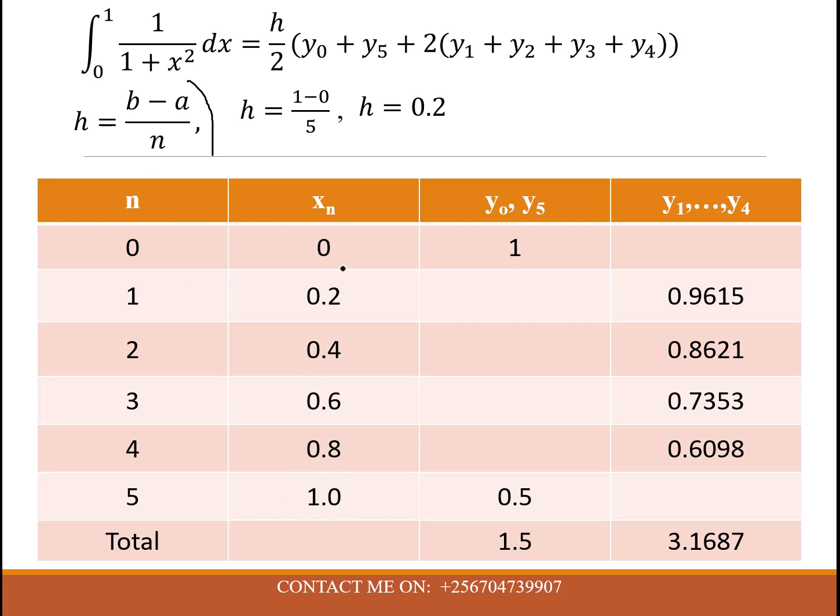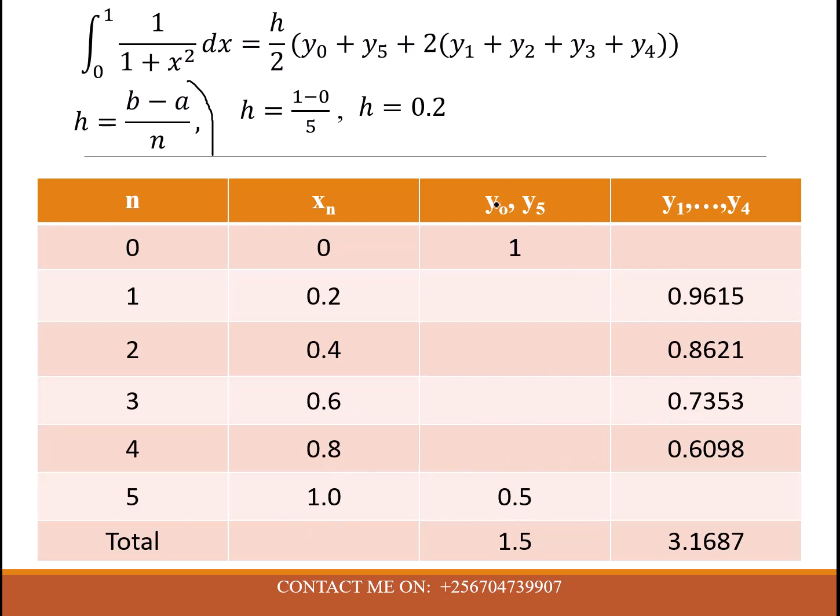So you realize that after getting your X values, you can use these X values to get the Y values because you have the function. You substitute this X value in this function to get this Y value. When you substitute 0, you'll get 1. When you substitute 0.2, you'll get 0.9615. You substitute 0.4, you'll get that. You substitute 0.6, you'll get that. 0.8, you'll get that, and 1, you'll get that.